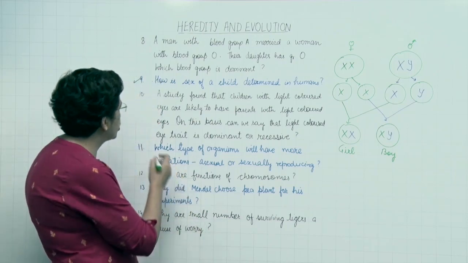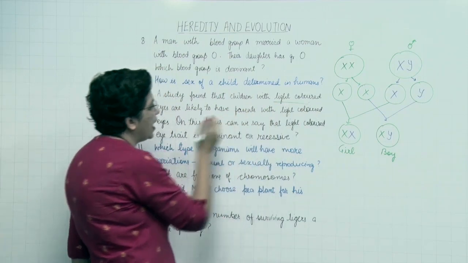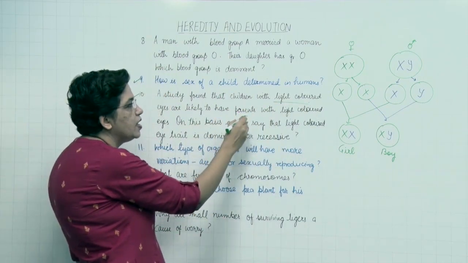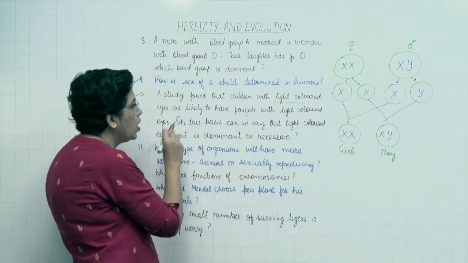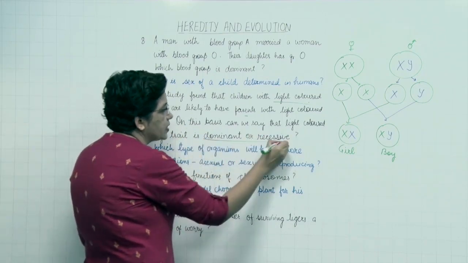Now, the next question. A study found that children with light colored eyes are likely to have parents with light colored eyes. Now, on this basis, can we say that light colored eye is dominant or recessive?